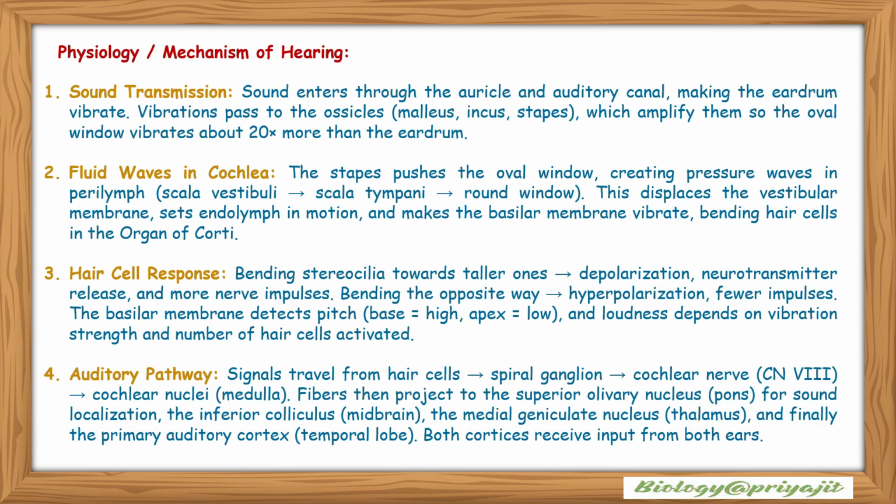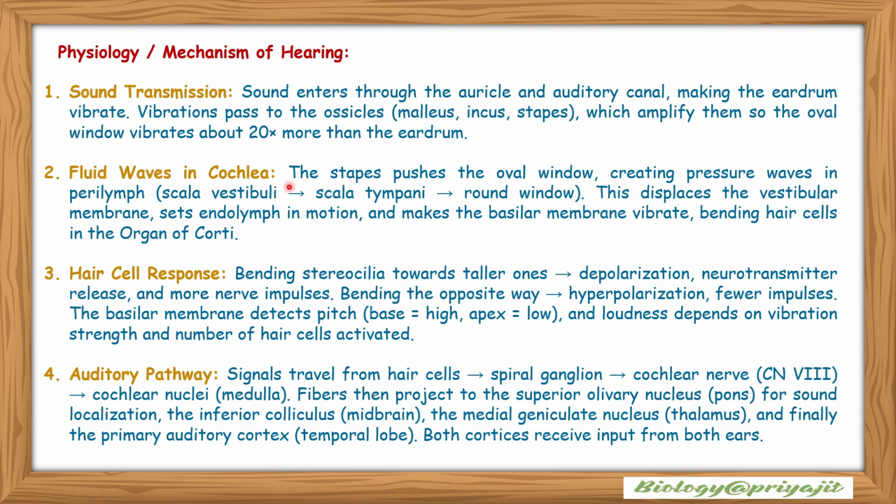Physiology or mechanism of hearing. Sound waves enter through the auricle and auditory canal, making the eardrum vibrate. The vibrations pass to the ossicles, like malleus, incus and stapes, which amplify them, so the oval window vibrates about 20x more than the eardrum.